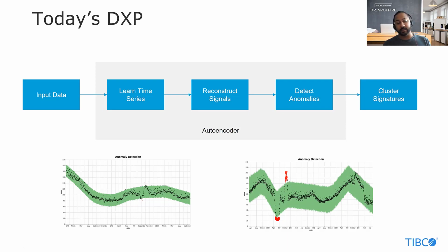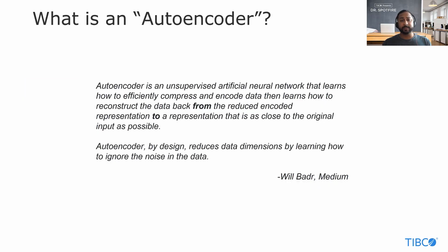So it's going to look at the data coming in, reconstruct what it thinks it should look like using a neural network, and after that, what's outside of that are going to be our anomalies. So more specifically, what is an autoencoder? I thought this was a really good description from a Medium author.